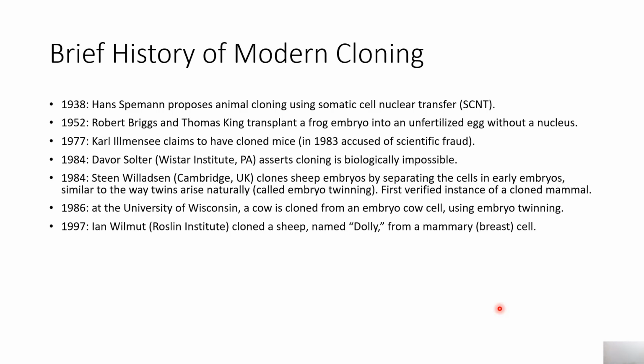In 1984, Dever Salter asserts cloning is biologically impossible. Then sheep embryos were cloned by separating the cells in early embryos, similar to the way twins arise naturally. This was the first verified instance of a cloned mammal. Then at the University of Wisconsin, a cow is cloned from an embryo cow cell using embryo twinning. Then in 1997, a sheep called Dolly was cloned from a mammary breast cell.